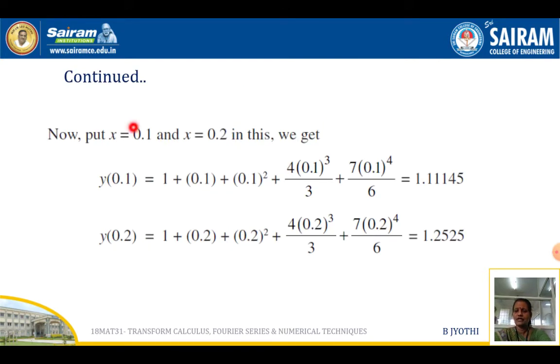Now let us put x is equal to 0.1 and 0.2 in this to get y of 0.1 as 1 plus 0.1 plus 0.1 square plus 4 into 0.1 whole cube by 3 plus 7 into 0.1 whole power 4 by 6 is equal to 1.11145. Similarly, y of 0.2, in place of 0.1 it is substituted as 0.2, to get the value as 1.2525.